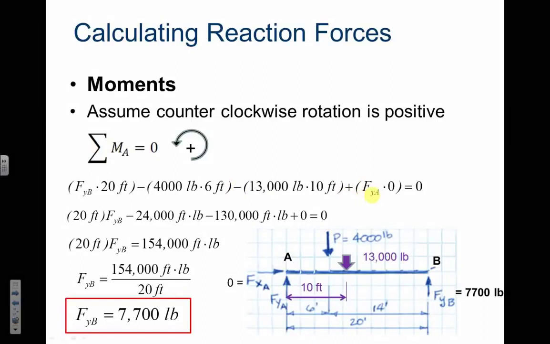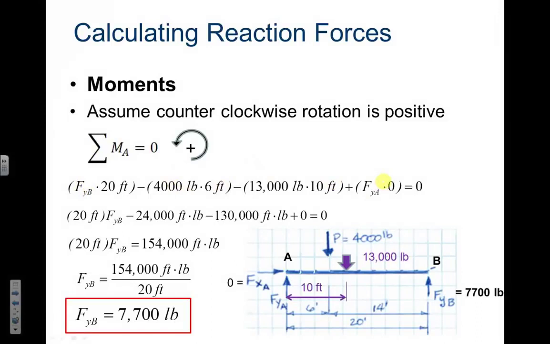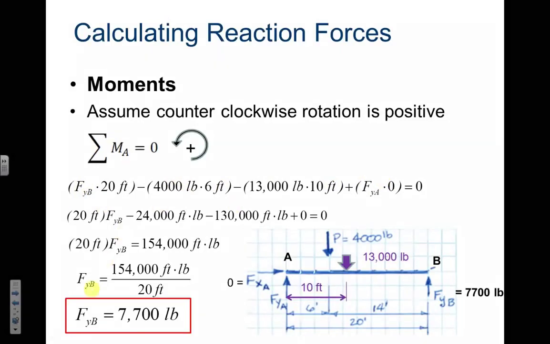Plus FYA times 0. You don't have to do this. Why is it 0? Because our reference point is at point A. Here's our force. What's its distance? 0. You don't even need to include it. But the sum of all of these has to equal 0. So they do all the math, and that's how we get FYB. Remember, that's what we were solving for. FYB equals 7,700 pounds. If you want to prove it to yourself, plug this back into here. All of this will equal 0.